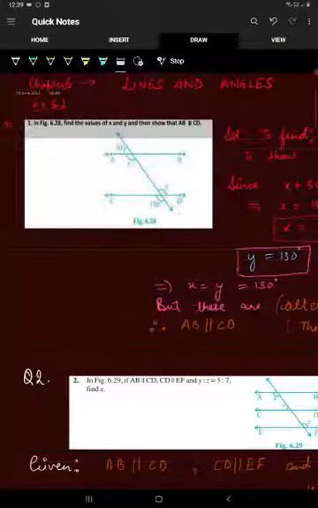The question is, in figure 6.28, find the values of x and y, then show that AB is parallel to CD. As we know, in geometry we write what is given to us and what we have to find. So here we have to find the values of the unknowns x and y, and then show that line AB is parallel to line CD.